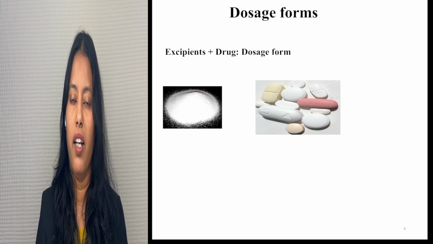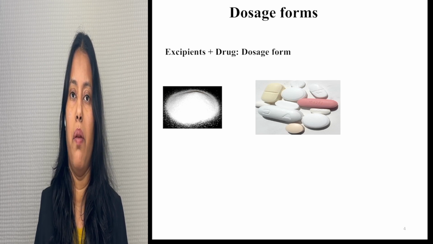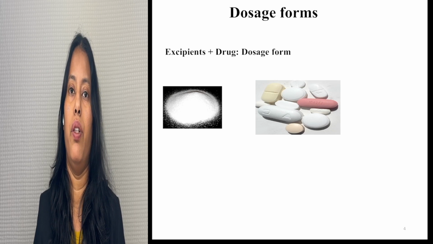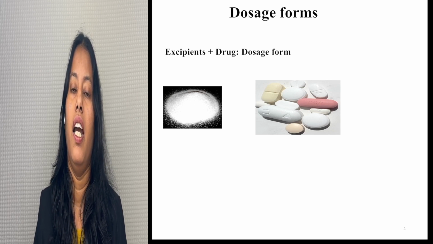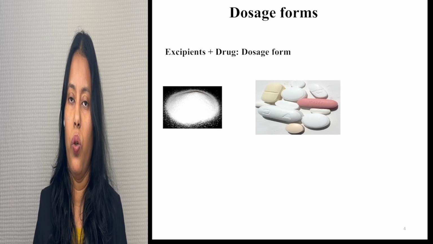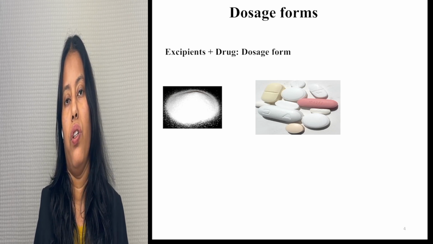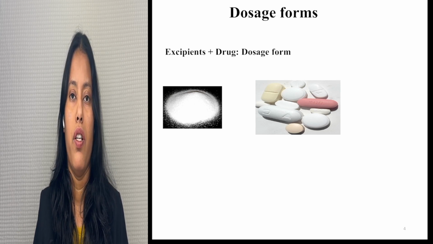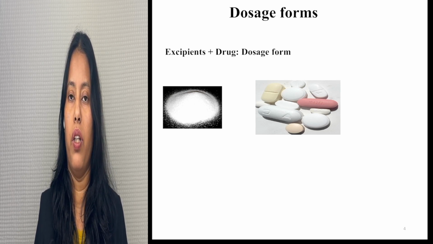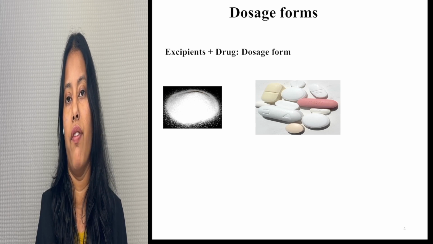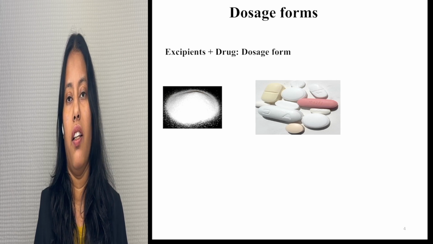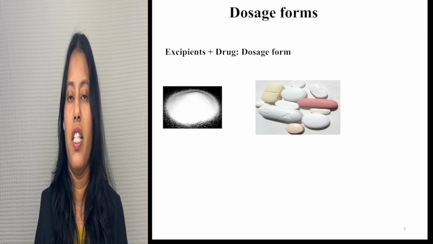So you have the drug, which is the one whole ingredient, but you add excipients to make it suitable to administer. These are the excipients, and then total drug plus excipients give you the dosage form. So for the same drug, you may have different dosage forms. For paracetamol powder, you can have syrup, tablet, injection, or suppositories. So these are the four dosage forms for the same drug.